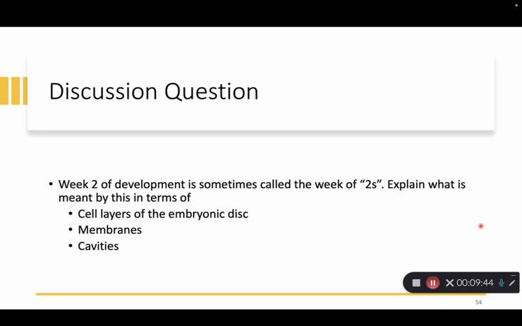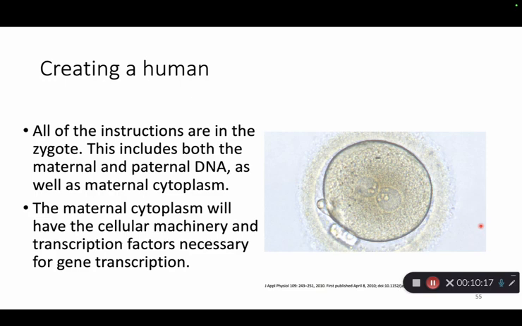So here's a conceptual prompt. By week 2 of development, it's often called the week of twos. Explain what this means in terms of cell layers of the embryonic disc, membranes, and cavities. Well, we think about the two germ layers of the embryonic disc, the epiblast and the hypoblast. The two cavities, the amniotic and the yolk sac, and the two layers or two membranes of the trophoblast. These twinned structures reflect the embryo's increased complexity and increased organization.